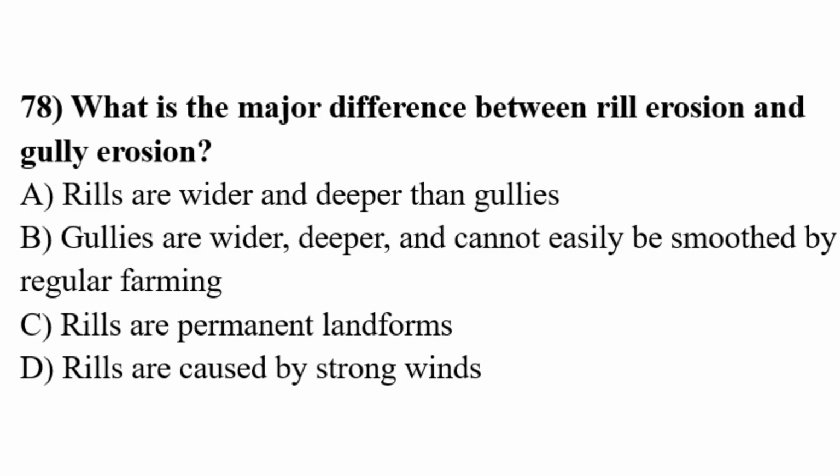78. What is the major difference between rill erosion and gully erosion? A. Rills are wider and deeper than gullies. B. Gullies are wider, deeper, and cannot easily be smoothed by regular farming. C. Rills are permanent landforms. D. Rills are caused by strong winds. Answer: B. Gullies are wider, deeper, and cannot easily be smoothed by regular farming.